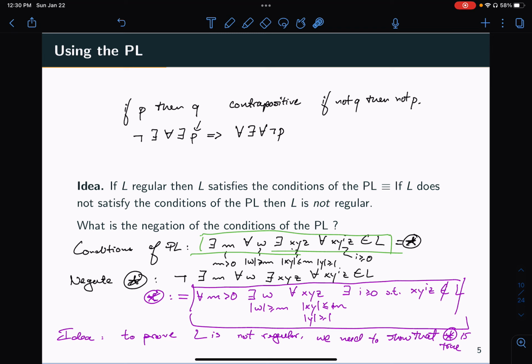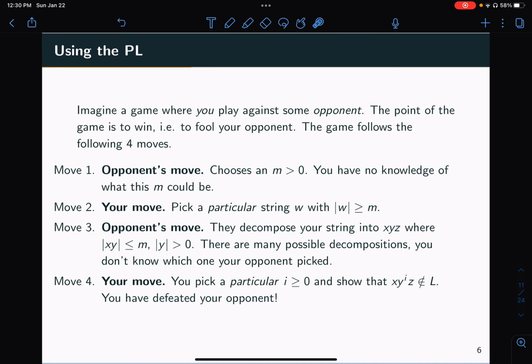Meaning that for any decomposition that my opponent whips out, there's always going to be an integer I, where when you pump the string that I initially chose, it's not going to be in L. That's going to be the game we're going to play. Okay, so what does that look like?